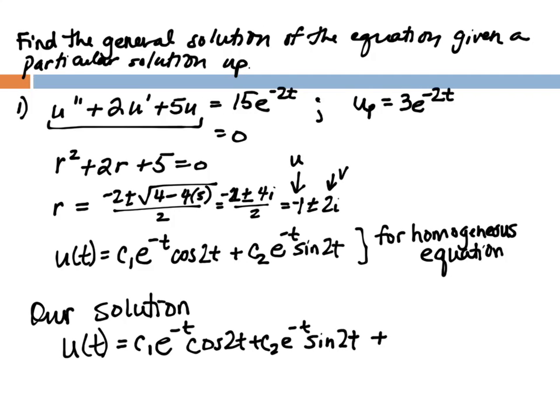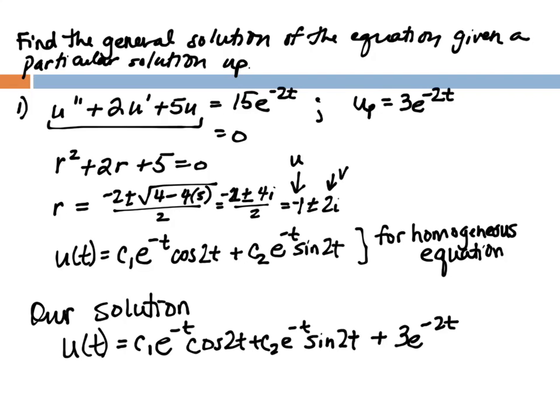We don't even have to plug in the 0. We're just going to add that to what, Taylor? What do you have, Tally? Yeah, the u sub p that they give us is actually what goes on the end here. That's it. So 3e to the negative 2t.